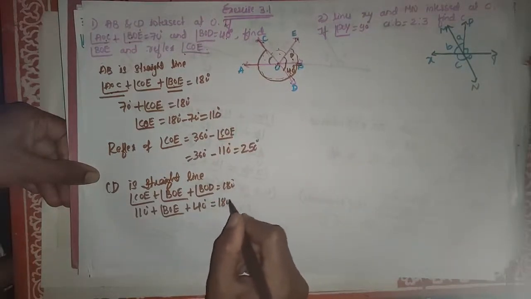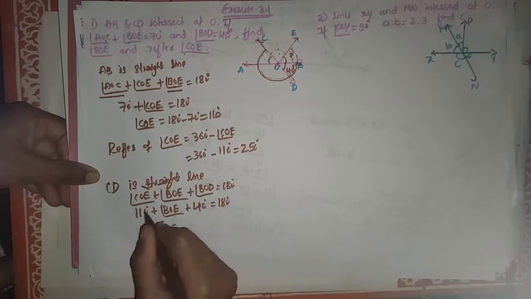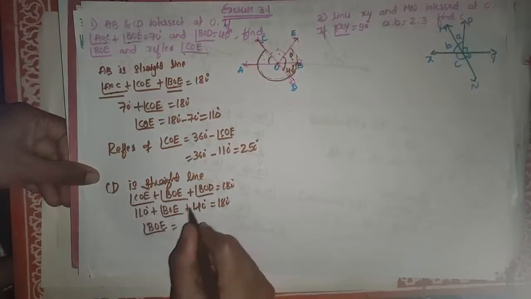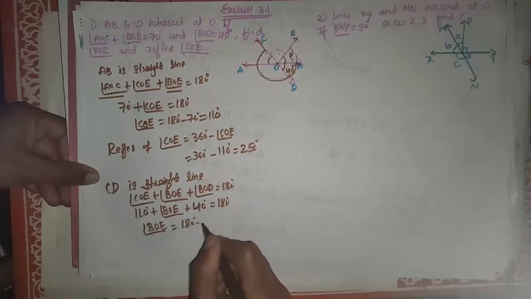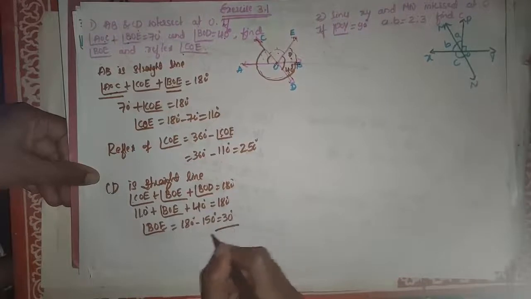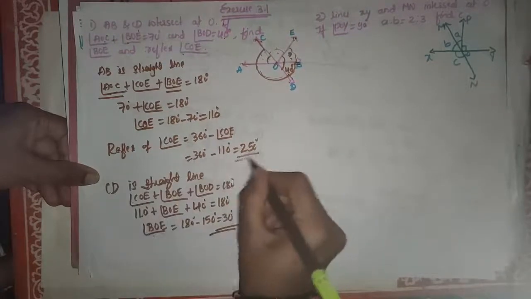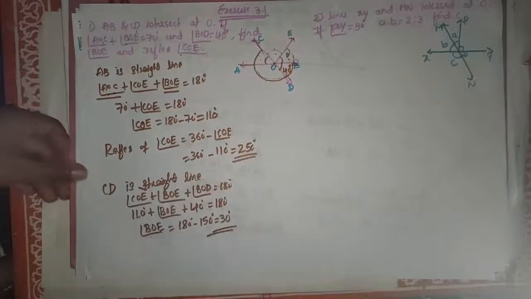This is 180. So here BOE is equal to 110 plus 40. This is 150. Then 180 minus 150 is equal to 30 degrees. So this is the angle BOE and reflex of angle COE.